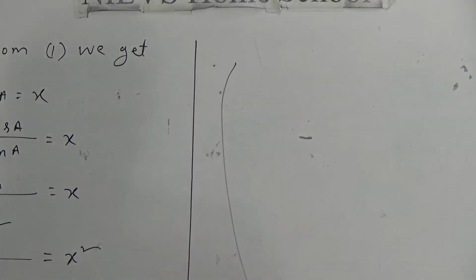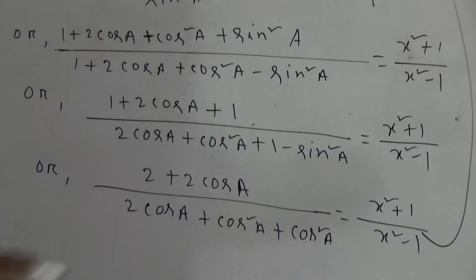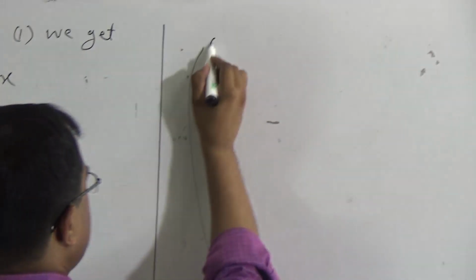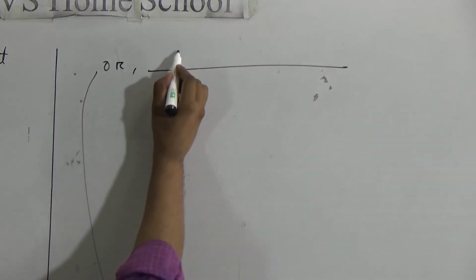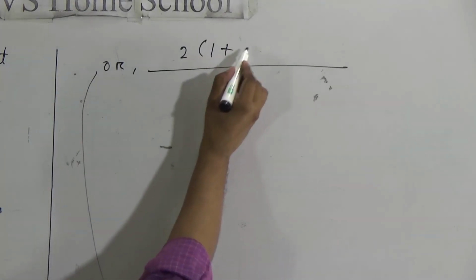Now here we can write 2 outside of the first bracket, and inside the bracket we can write 1 plus cos a. In the numerator it will be 2 into 1 plus cos a.